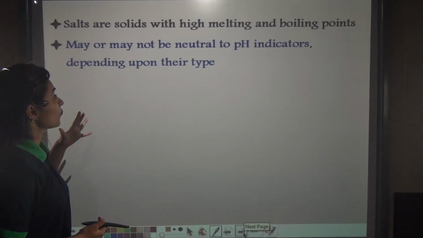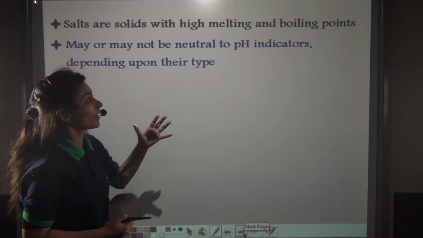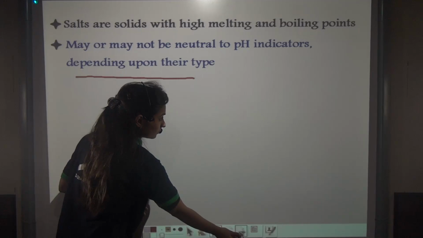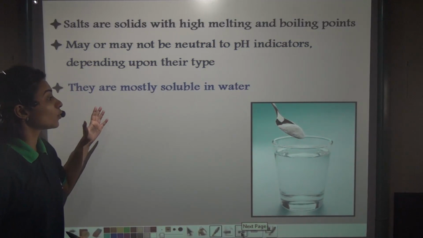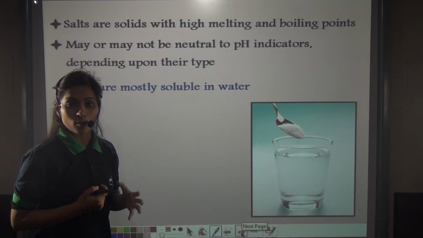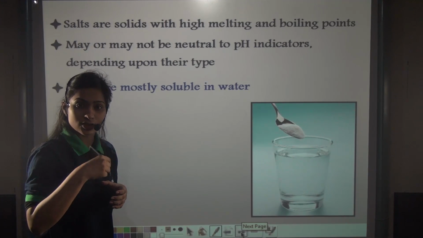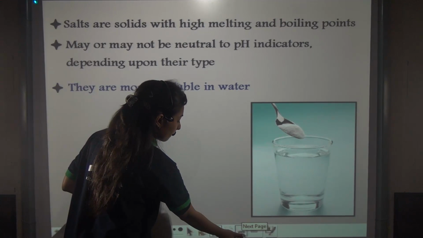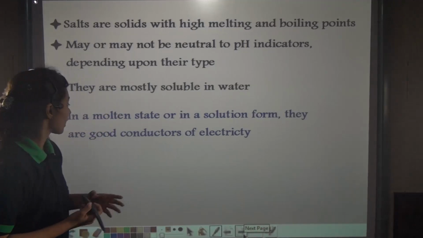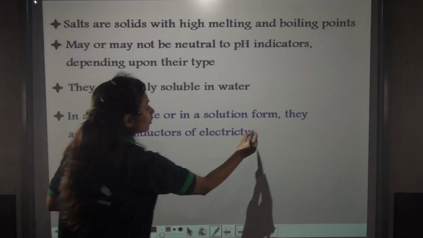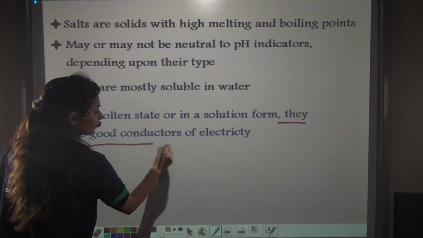Next, salts may or may not be neutral to pH indicators depending upon their type. Next, they are mostly soluble in water. Just like common salt, when you mix common salt in a glass of water, it is soluble. Next, in a molten state or in solution form, they are good conductors of electricity.